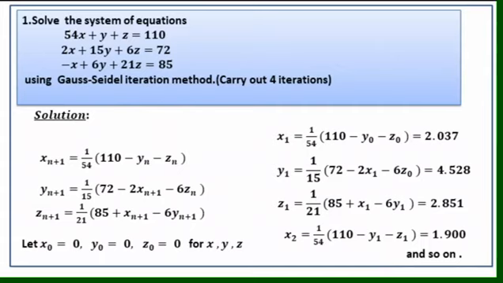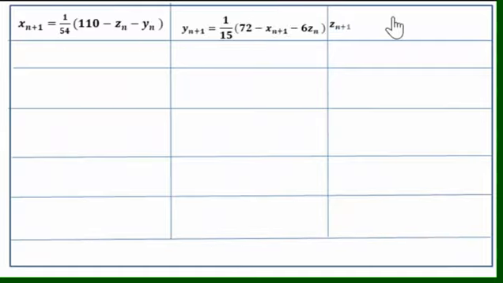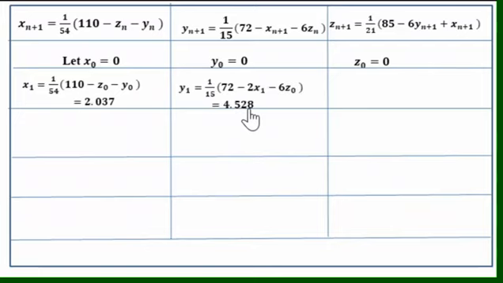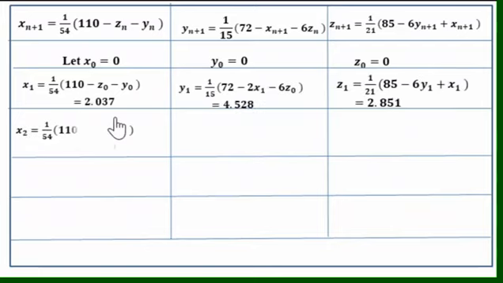Now we write these results in the form of a table. We get x(n+1), y(n+1), z(n+1) as 3 columns here. Write 3 columns in the table. Then start with x0, y0, z0, that is 0, 0, 0. And we have already calculated x1, y1, z1 and the x2 value.